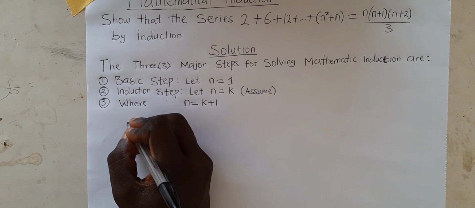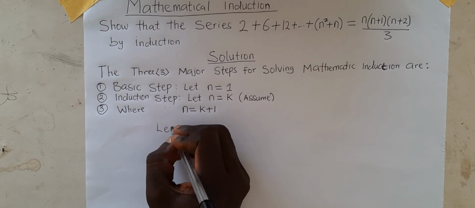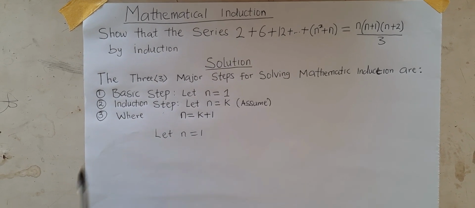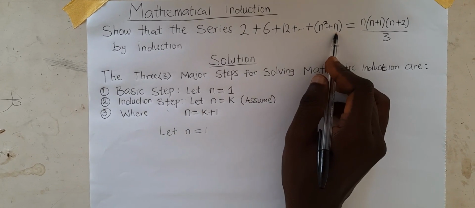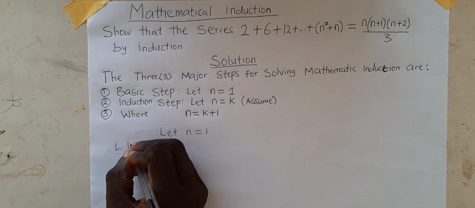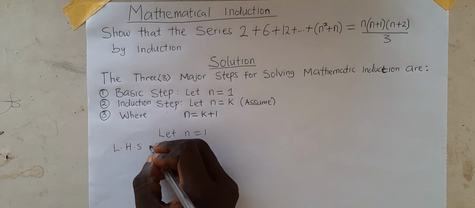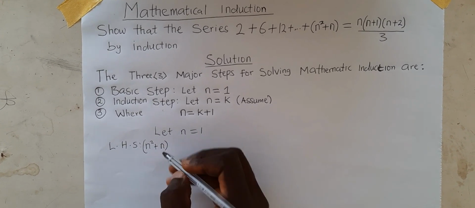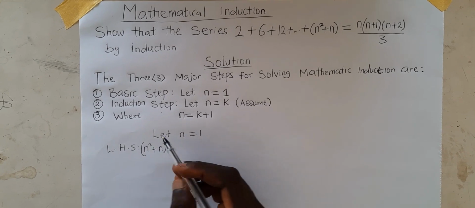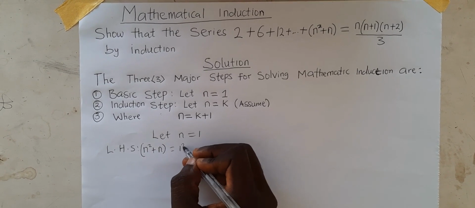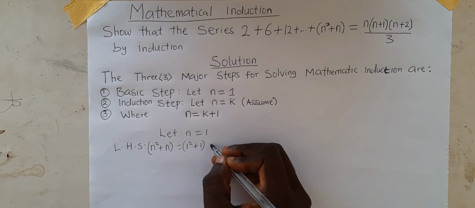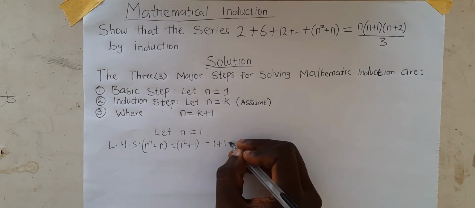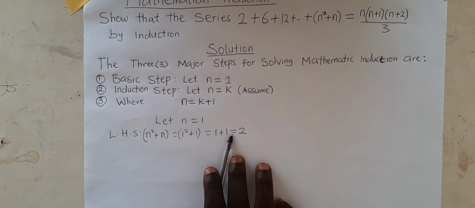So for the left hand side, we say let n equal 1, which is the basic step. For the left hand side, this is the equation: n squared plus n. If I replace n with 1, this will be equal to 1 squared plus 1. 1 squared is 1, plus 1 gives me 2. That is for the left hand side.